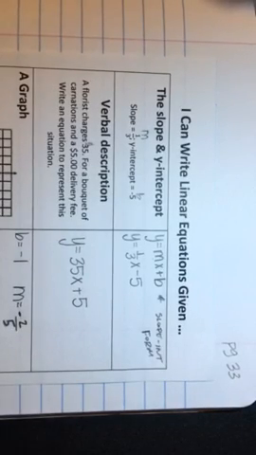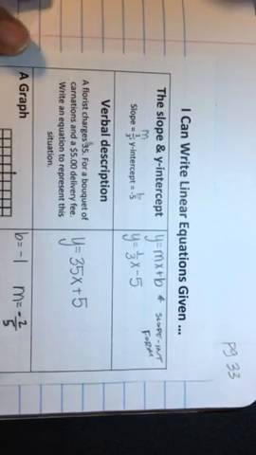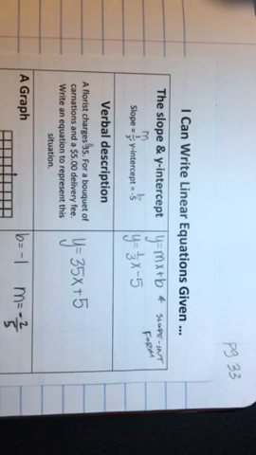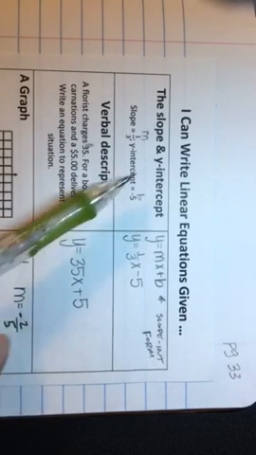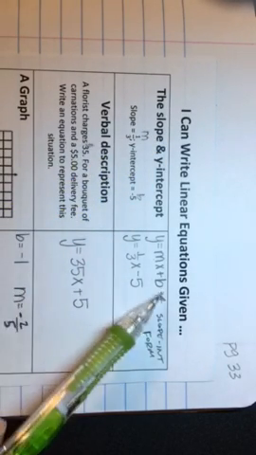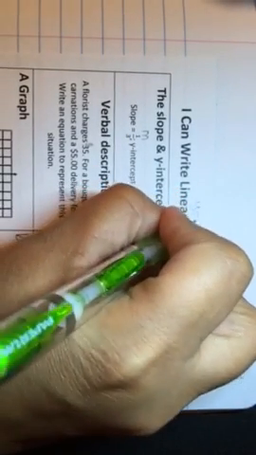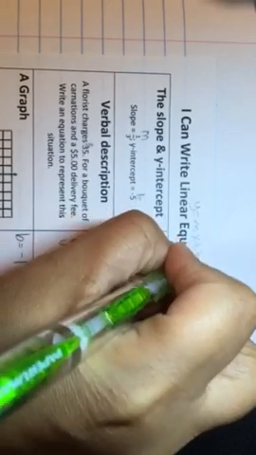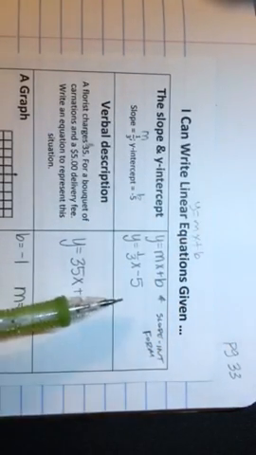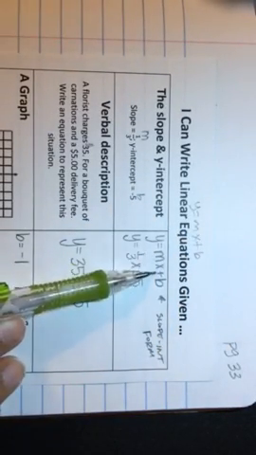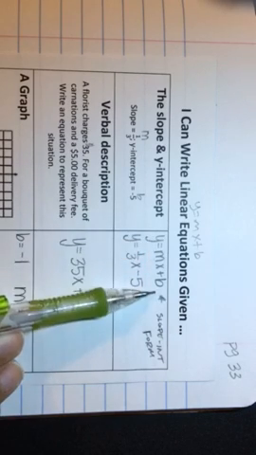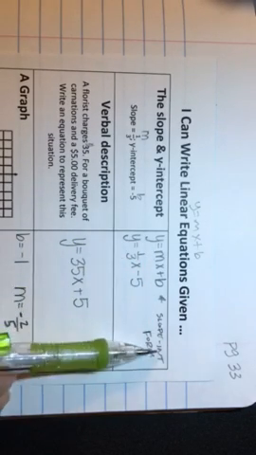Page 33 is very similar to page 32. It just reemphasizes what we talked about. So I can write a linear equation given... Remember, a linear equation is y equals mx plus b. And I also want you to remember that form is called slope-intercept form.